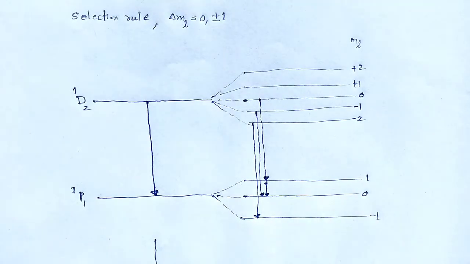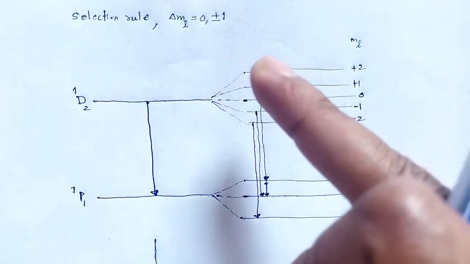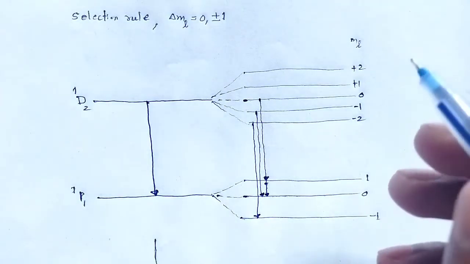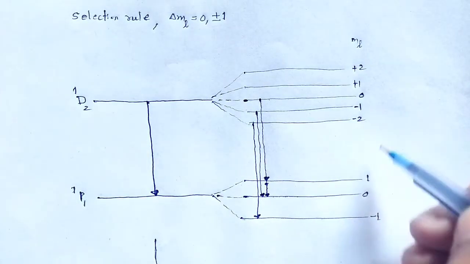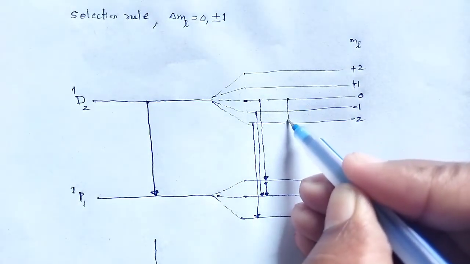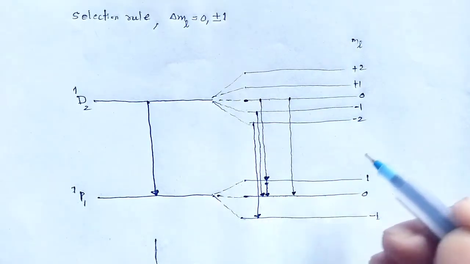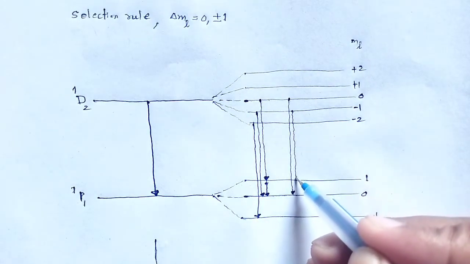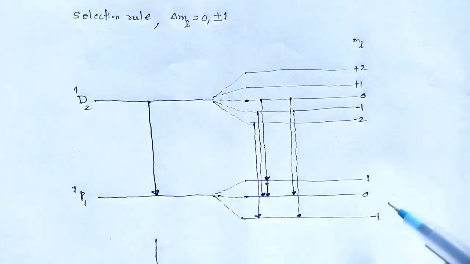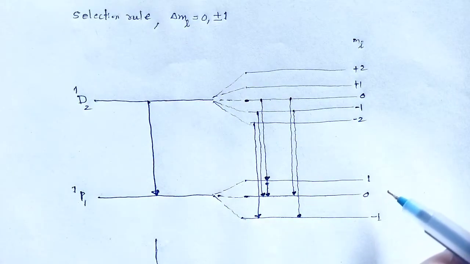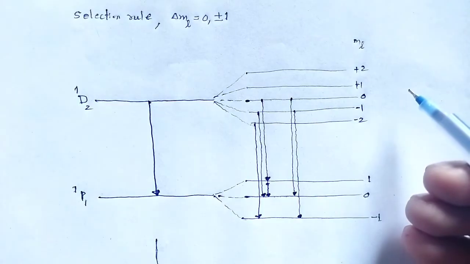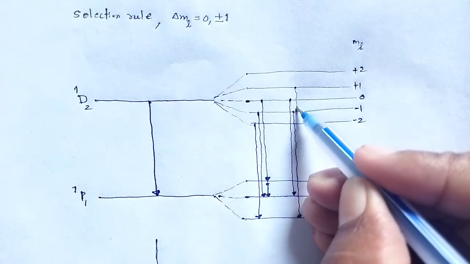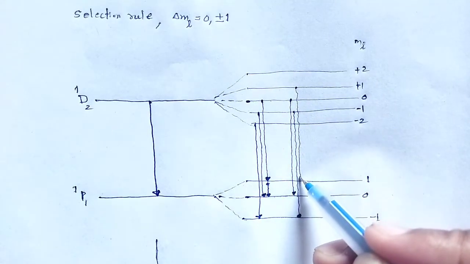Next, the allowed value is 0. 0 means 0 to 0, minus 1 to minus 1, plus 1 to plus 1.